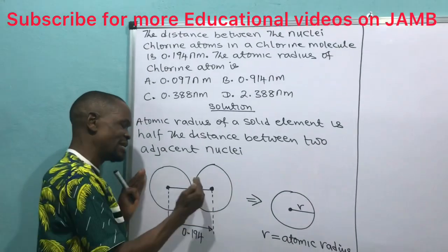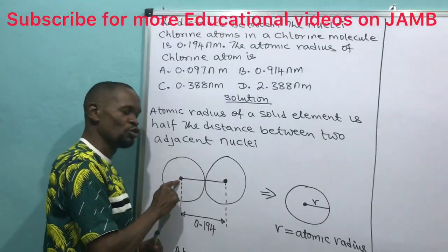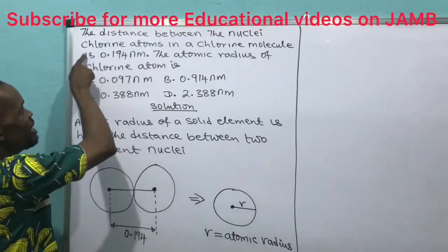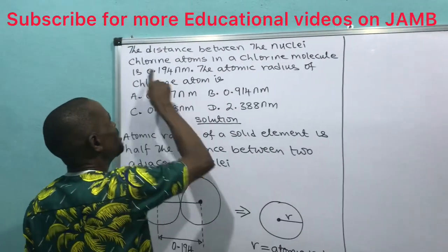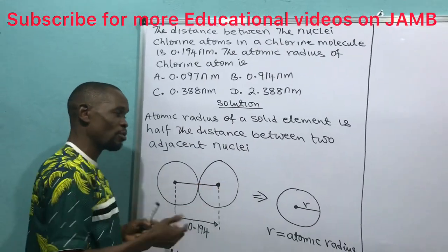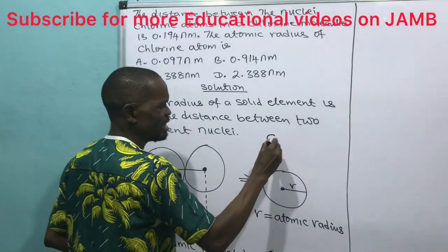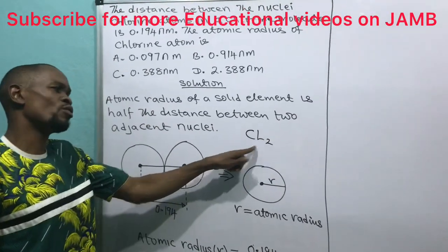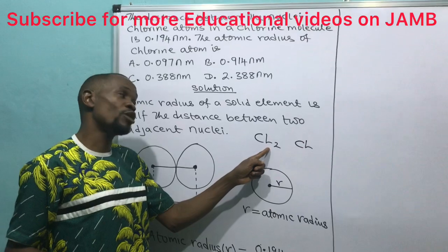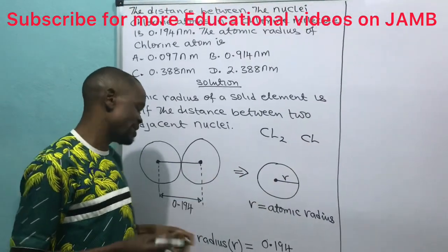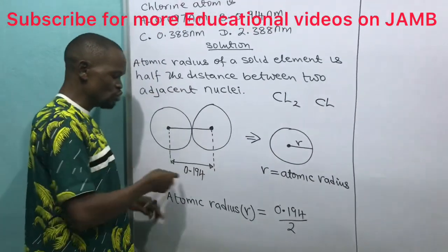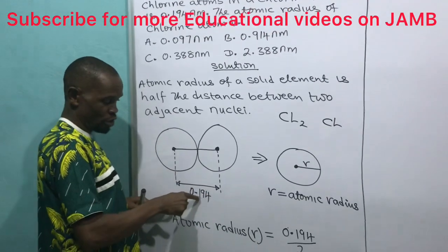We said this atom and this atom touch each other here, and this is the nucleus of this atom, and this is the nucleus of this atom. The distance between the two nuclei is what they give me here. They said the distance between the nuclei of chlorine atoms in a chlorine molecule is this. This is the chlorine molecule. When we talk about chlorine molecule, we say Cl2. Then the distance between the two nuclei is 0.194.